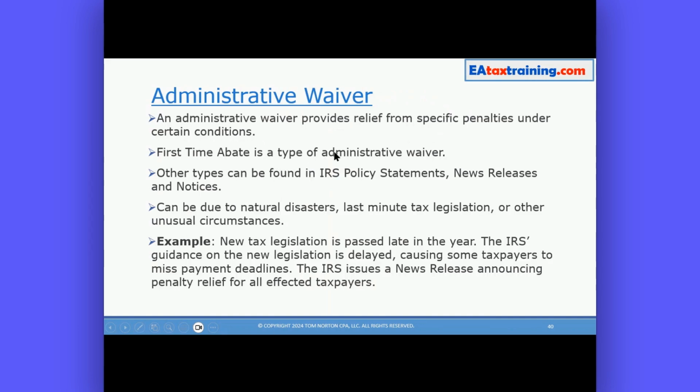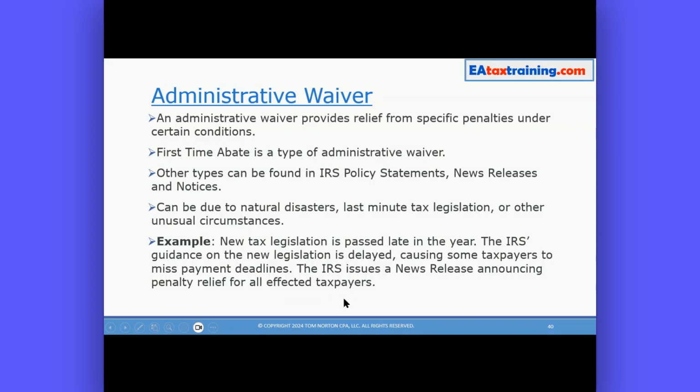Administrative waiver. So a first time abate is a type of administrative waiver, but there are other types of administrative waivers as well. The other types can be found in IRS policy statements and news releases. A lot of times these will be due to natural disasters, last minute tax legislation, or other unusual circumstances. So for example, new tax legislation is passed late in the year, IRS guidance on the new legislation is delayed, causing some taxpayers to miss payment deadlines. The IRS then issues a news release announcing penalty relief for all affected taxpayers.